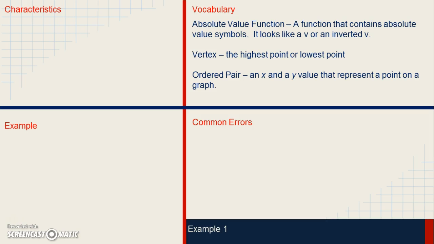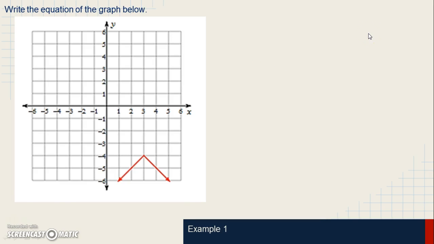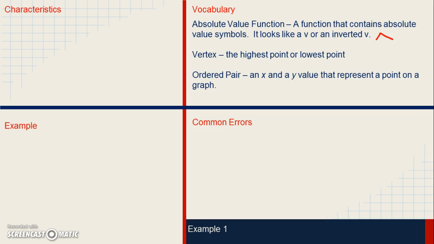So let's just talk about this for a second. Key vocabulary that you're going to need to know is what an absolute value function is. An absolute value function is just a function that contains an absolute value symbol. So it's going to look like a V on a graph, or an inverted V, so like upside down, like the picture we just saw. Or it could just be a V that's straight up and down.